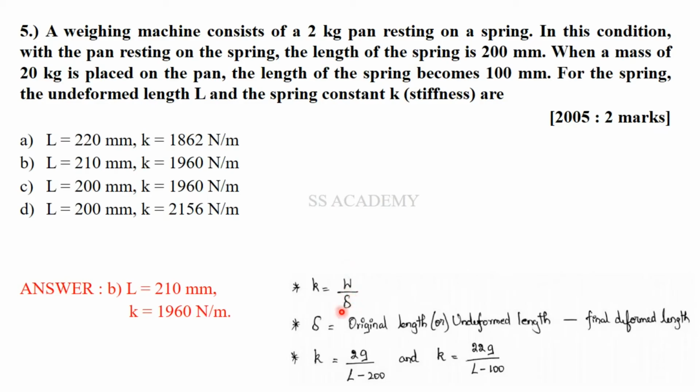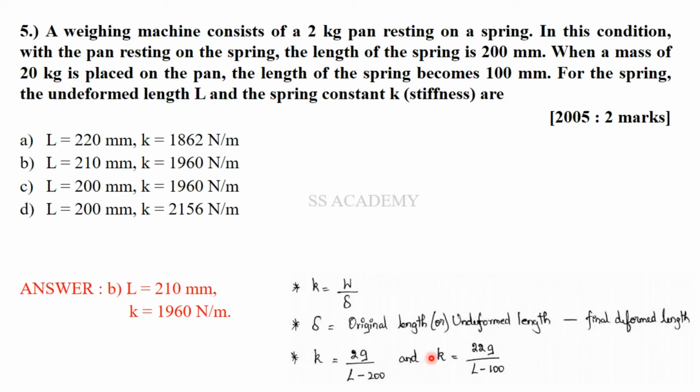So we need to find the deflection, which is original length or undeformed length or free length minus final deformed length. Here the original length is not known, that is to be determined. So let us imagine it to be L, capital L. So it is L minus 200 and it is L minus 100. First, the load is 2 kilogram. So 2 into G, acceleration due to gravity, 2 kilogram into G divided by L minus the length of the spring. That is, the deformed length is 200 mm. So it is L minus 200. You will be getting the deflection. 2G divided by L minus 200 is equal to K.